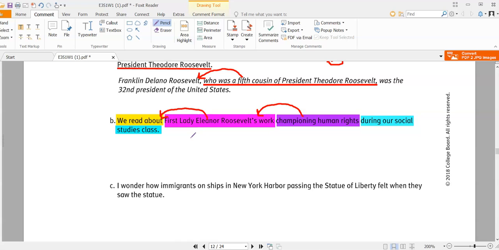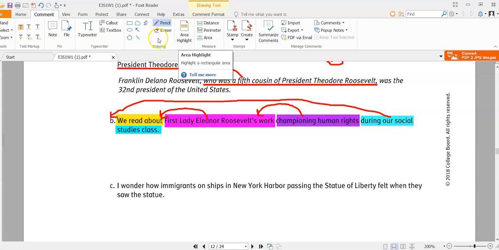So would it make sense if we said we read about during our social studies class, First Lady Eleanor Roosevelt, and so on and so forth? No, that doesn't make any sense at all. But we do have an alternate option, which is taking this part and putting it at the very beginning of our sentence altogether, so that just like in the first examples on this page, it surrounds the things that it's trying to modify.